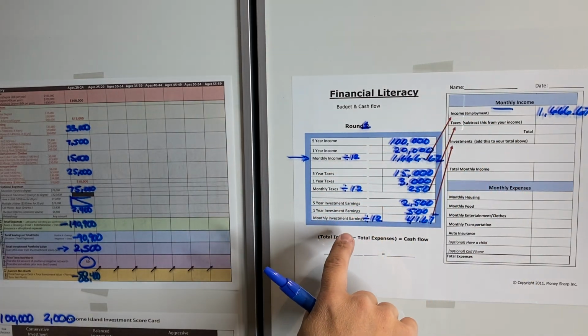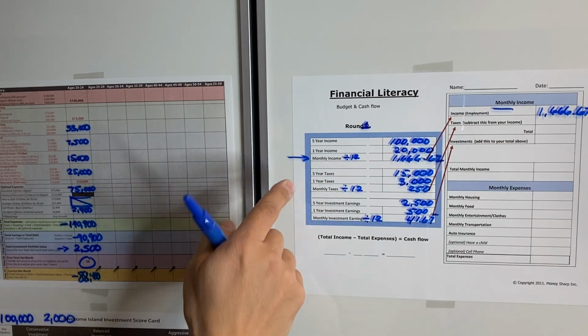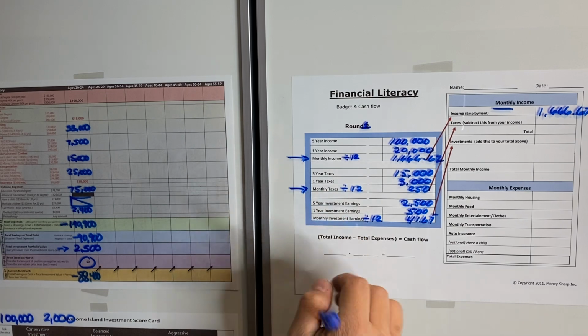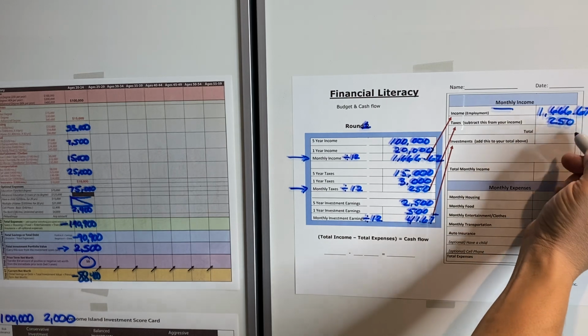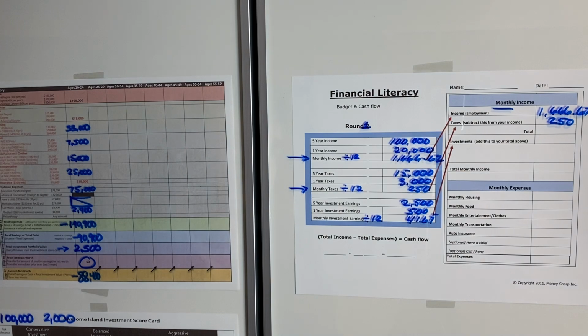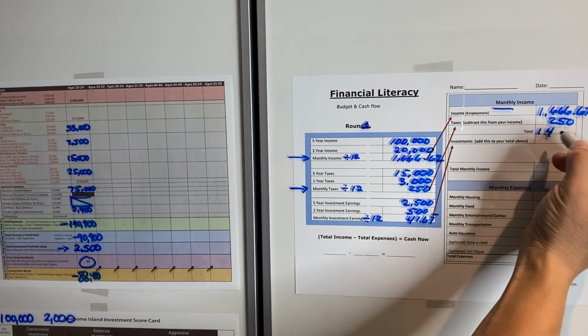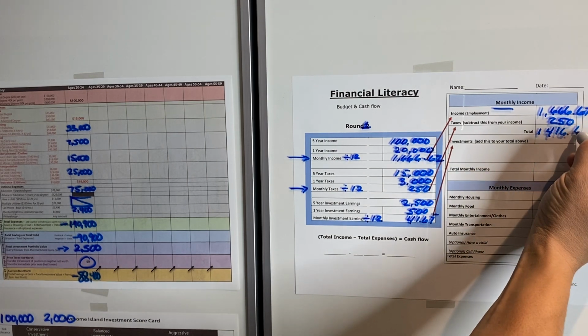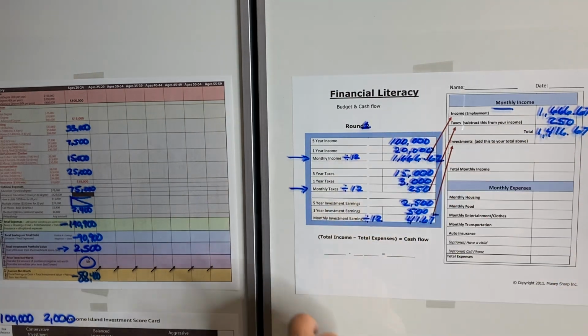And how much do we have in taxes? Our monthly taxes. So let's go to taxes, 5-year, 1-year, monthly. Our monthly taxes are $250. We're going to subtract $250 from $1,666. That's going to give us a total of $1,416.67. So this is how much we have before we add our monthly investment earnings.